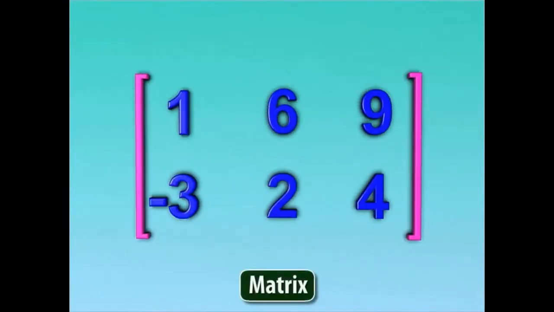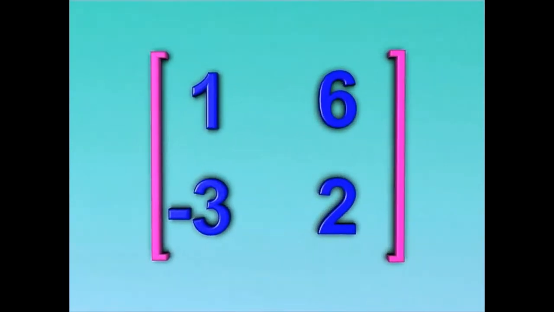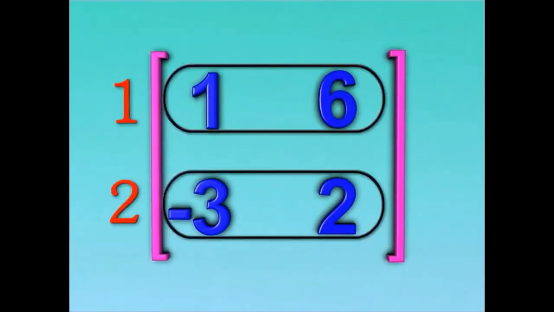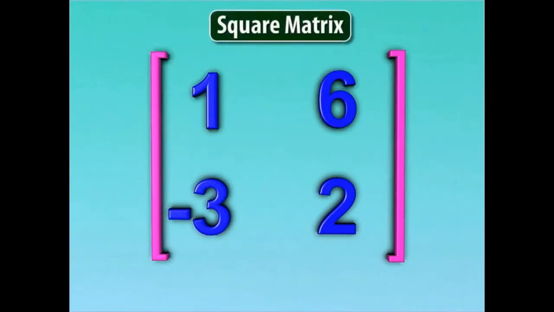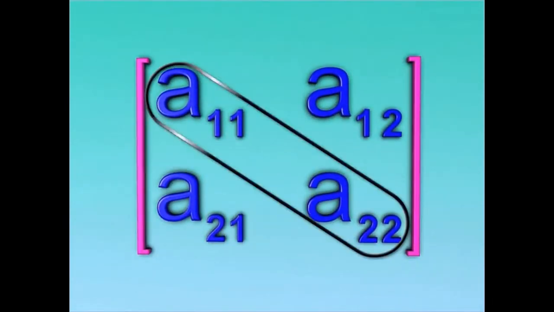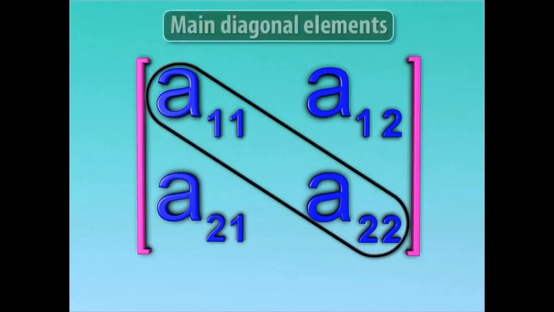Recall that a matrix is a rectangular array of numbers. A matrix that has an equal number of rows and columns is called a square matrix, and the elements of a square matrix that belong to the same row and column of the matrix are called main diagonal elements of the matrix.